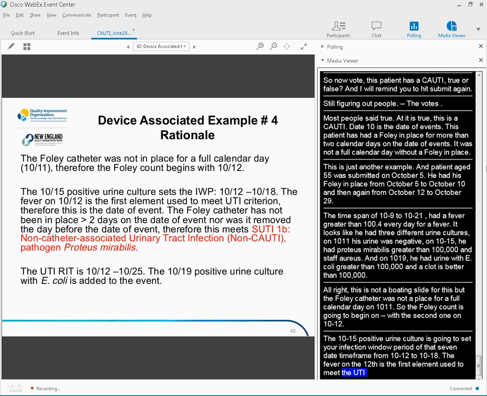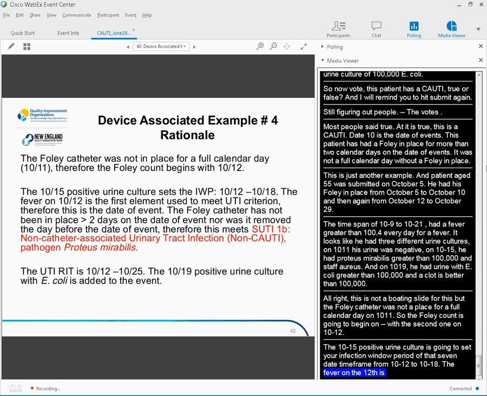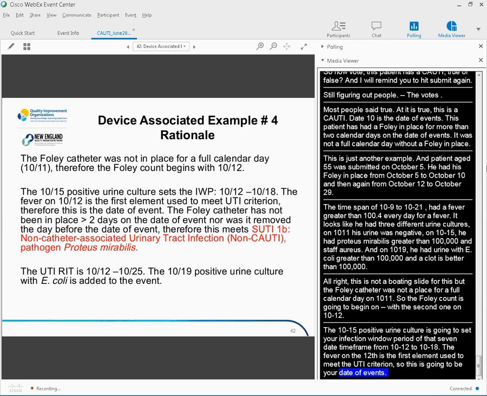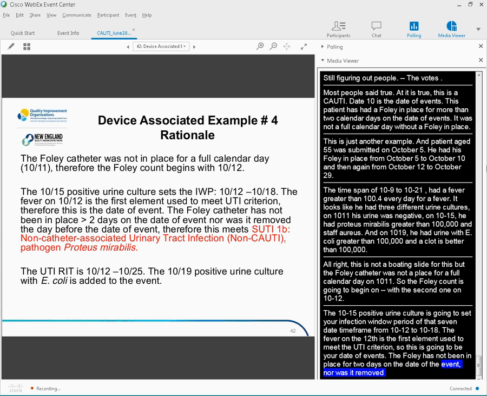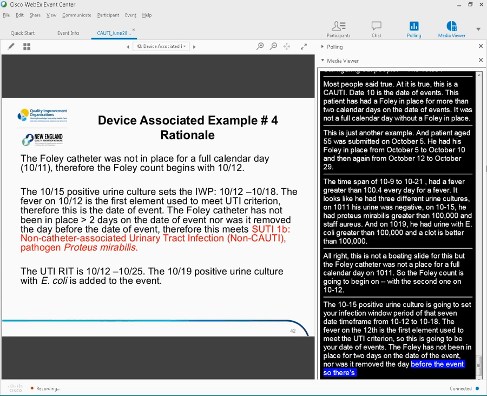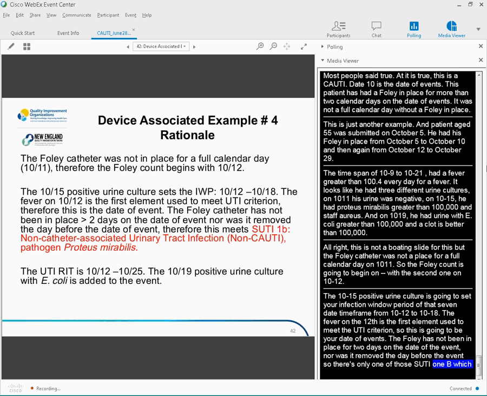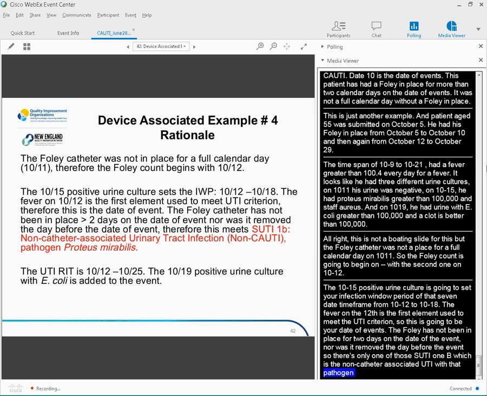The Foley had not been in place for 2 days on the date of event, nor was it removed the day before the event. So this is going to be one of those SUTI 1Bs, which is the non-catheter-associated UTIs with the pathogen of Proteus. The UTI repeat infection time frame will be set for 10/12 to 10/25.